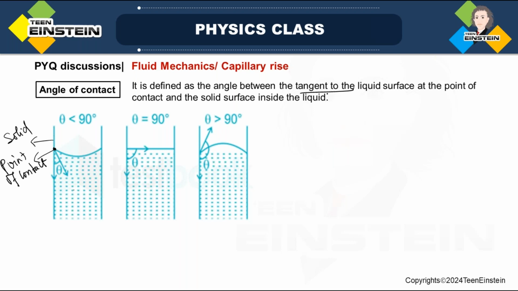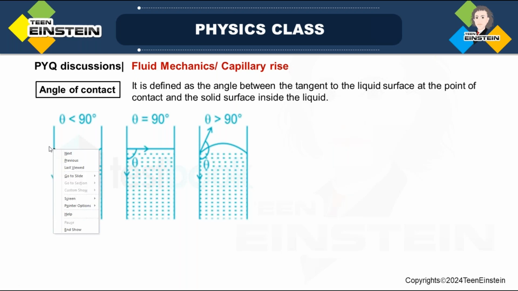Or sorry, it is defined as the angle between the tangent of liquid surface at the point of contact and the solid surface inside the liquid. So solid surface we have to take inside the liquid. Let me take this particular point here. Okay, this point is the point of contact here. At this point of contact, what is the tangent? If we draw a tangent to this particular liquid surface, then this is actually the tangent, tangent to the liquid surface at the point of contact.